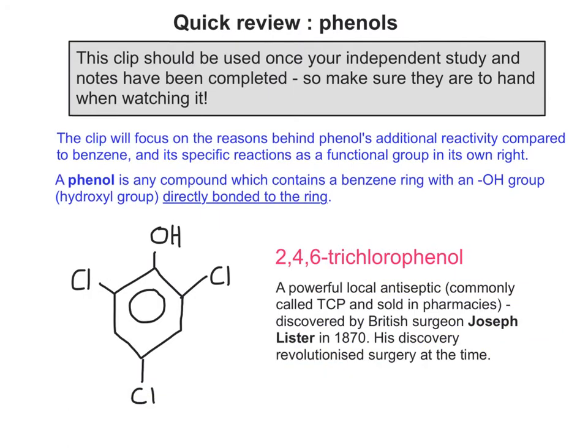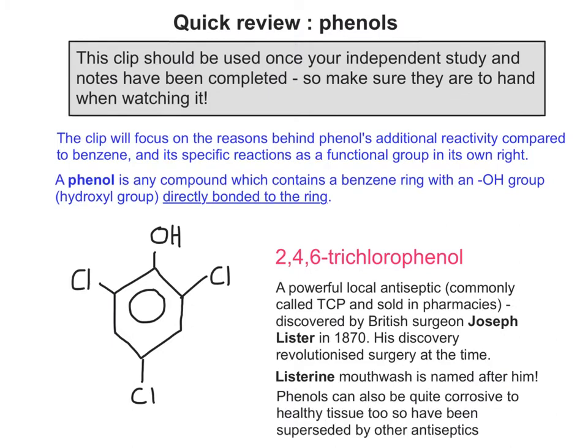So looking at some examples of the uses of phenols, 2,4,6-trichlorophenol, or TCP for short, was discovered by a British surgeon called Joseph Lister in 1870. And because it's an antiseptic, its discovery obviously revolutionised surgery at the time. And Listerine mouthwash that you can buy in the pharmacies and shops nowadays is named after him. But the problem was that we also discovered that some phenols can be quite corrosive to healthy tissue as well as being able to kill bacteria. So they've been superseded by other antiseptics in this field.